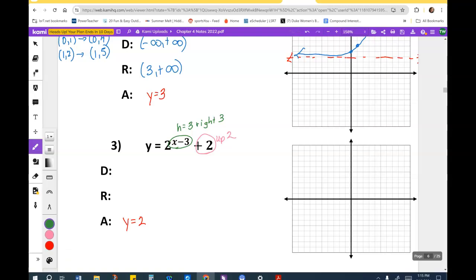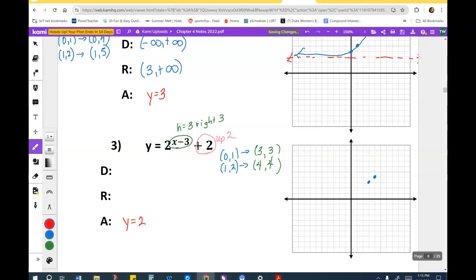So if my original parent function is 0, 1, 1, my base, which is 2, and I can do left and right and up and down shifts at the same time. So I'm going to do that here. If I'm adding 3 to my x's, so 0 plus 3 is 3, 1 plus 3 is 4, and I'm adding 2 to my y. So 1 plus 2 is 3, and 2 plus 2 is 4. And so I'm going to go ahead and graph those. I've got over 3 and up 3, and over 4 and up 4.